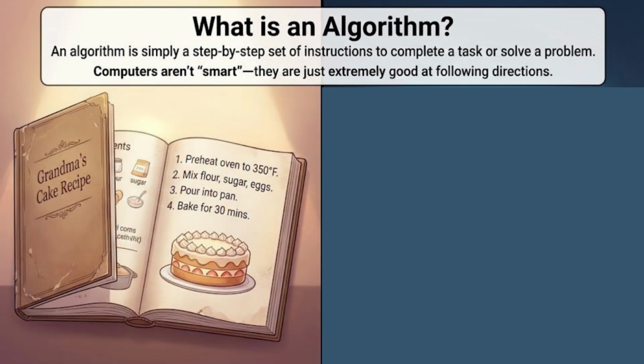Think of it like grandma's cake recipe. Step 1, preheat oven to 350. Step 2, mix flour, sugar, eggs. Step 3, pour into pan. Step 4, bake for 30 minutes.